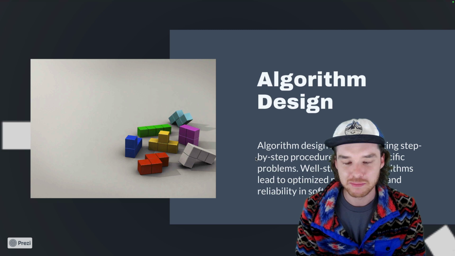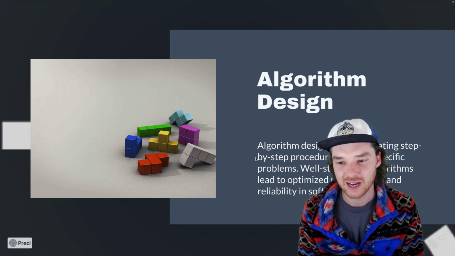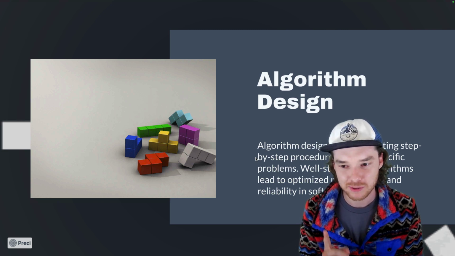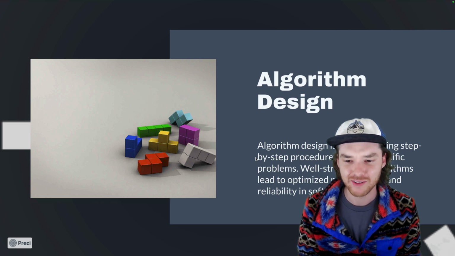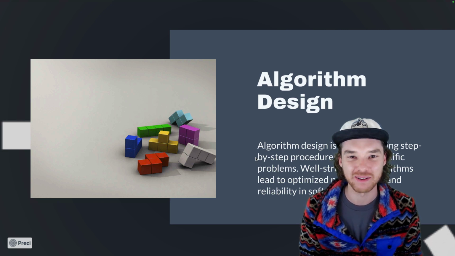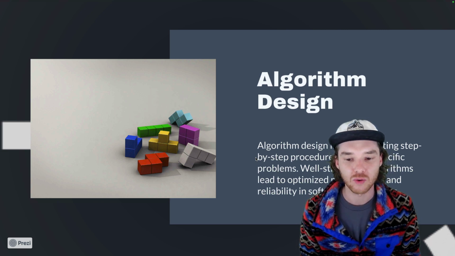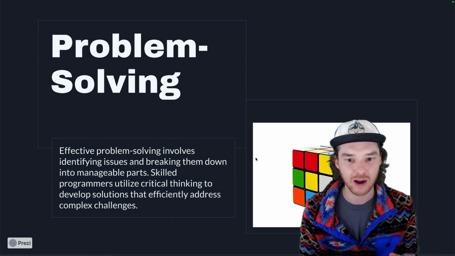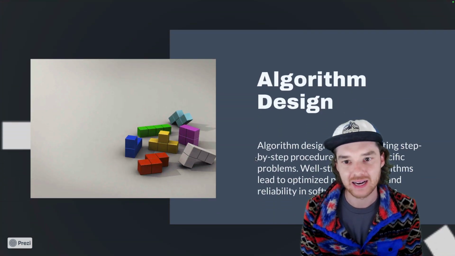So the other thing to being a good programmer is algorithm design. And it's really about creating step-by-step procedures to solve specific problems. I love how general this is. You can tell it was generated by an AI. But that's true as well. So if we think about modularity and problem solving, the core of that is the algorithm.